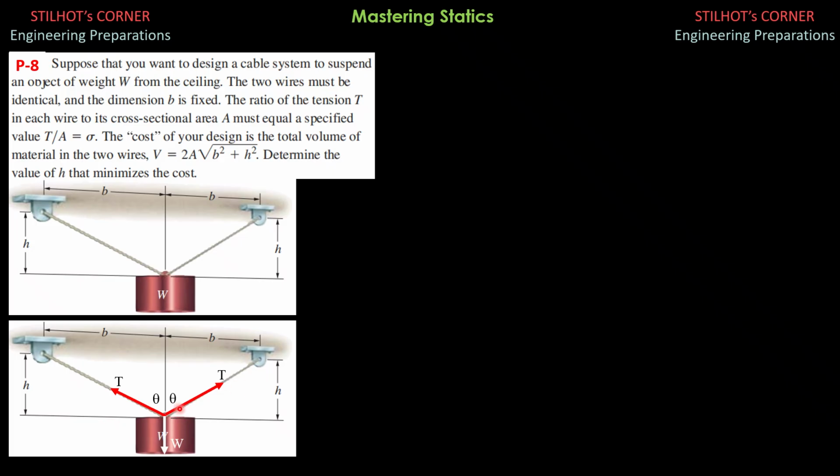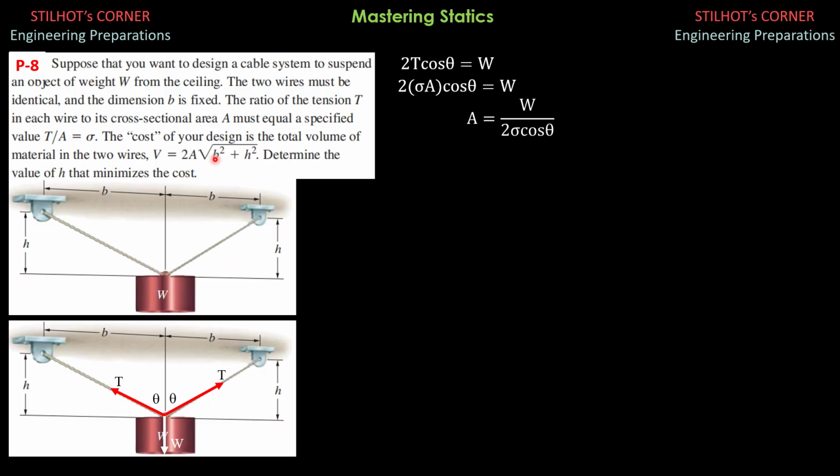So 2 times summation of forces in Y: 2T cosine theta minus W equals 0, or 2T cosine theta equals W. That means T is equal to sigma, stress, times area, then cosine theta equals W. Cosine theta, take note, is equal to H divided by the hypotenuse, square root of B squared plus H squared. So substitute to define the area, which is equal to W over 2 times sigma times cosine theta.